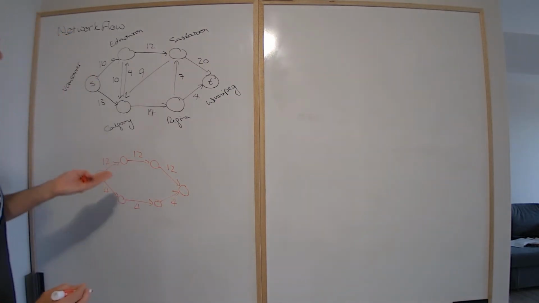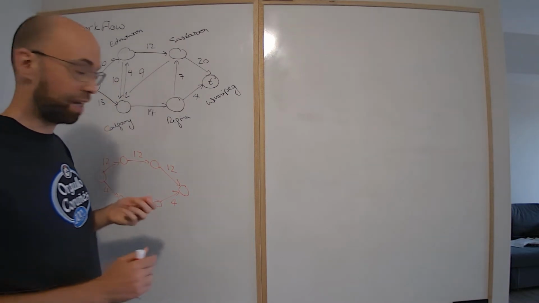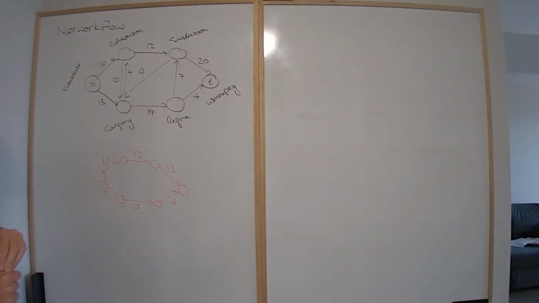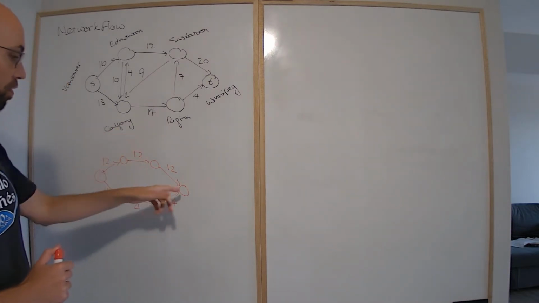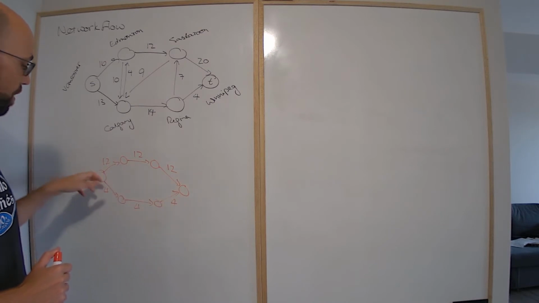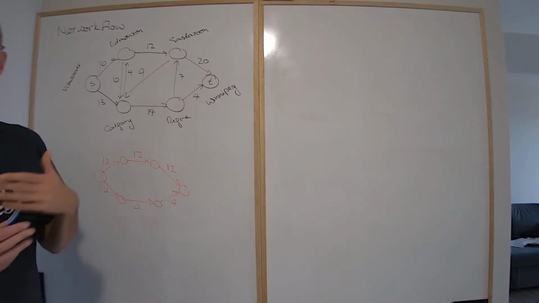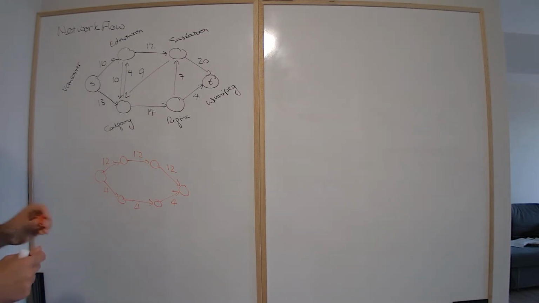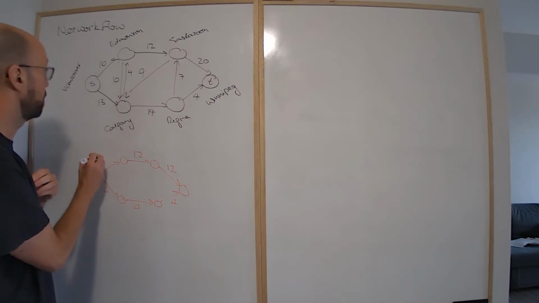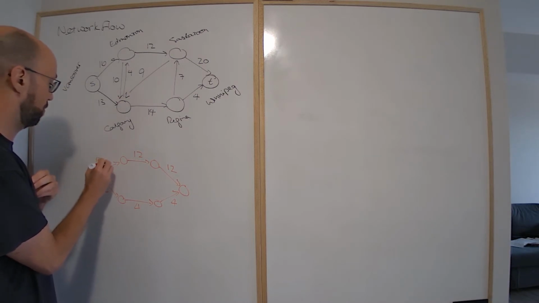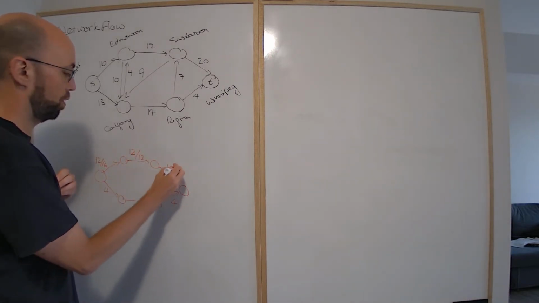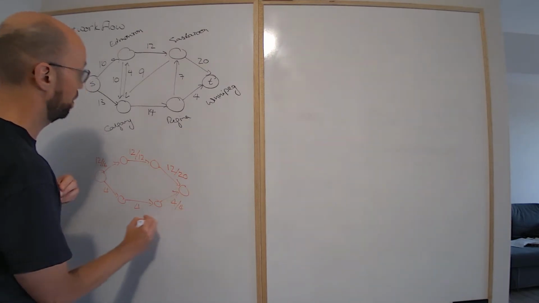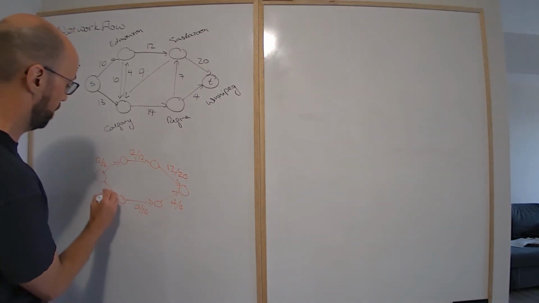Okay, so that's fine. You're obeying all of these capacity constraints, and the sum coming into every vertex except the source and the sink is equal to the sum going out, so we're all happy, and we get 16. Okay, is that the best? So how we usually write this is 12 out of 16, 12 out of 12, 12 out of 20, 4 out of 4, 4 out of 14, 4 out of 13.